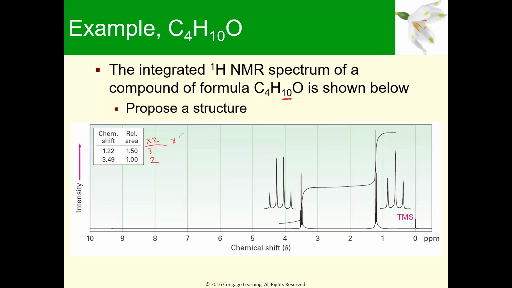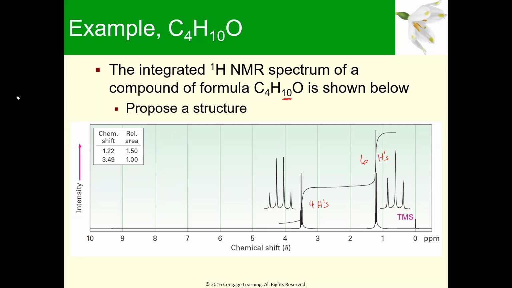I need it to total 10. Well, what if I multiply by 2, it just totals 5. 3 plus 2 is 5. Well, what if I multiply it by 4? So 4 times 1.5 is 6. 4 times 1 is 4, and that does give us 10, okay? So this peak right here is caused by 6 hydrogens, and this peak right here is caused by 4 hydrogens. The peak at 3.49 is caused by 4 hydrogens. The peak at 1.22 is caused by 6 hydrogens.